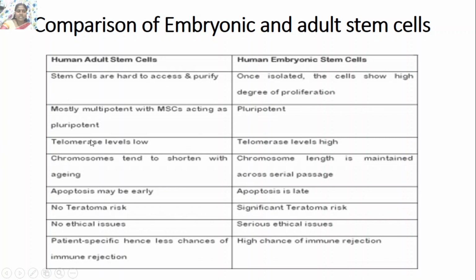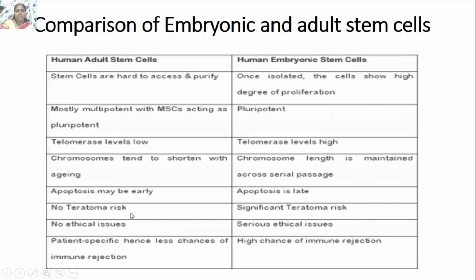In the adult stem cells, the telomerase activity, that means the enzyme present in the chromosome, is very low. In embryonic stem cells, telomerase level is high. The chromosomes tend to shorten with aging in adult stem cells, whereas in embryonic stem cells the chromosome length is maintained across serial passage. Apoptosis may be early in case of adult stem cells. Apoptosis may be late in case of the embryonic stem cells.